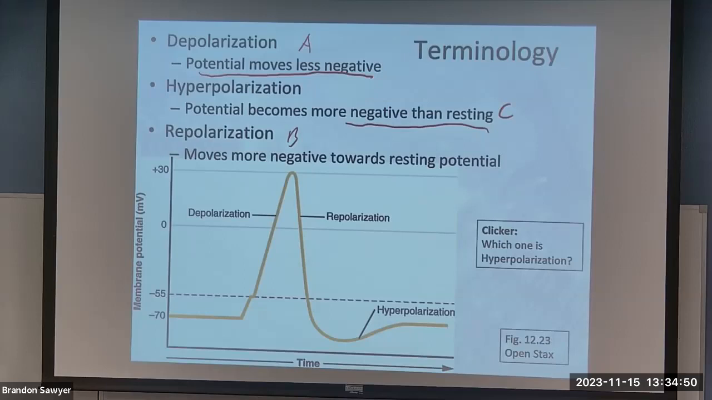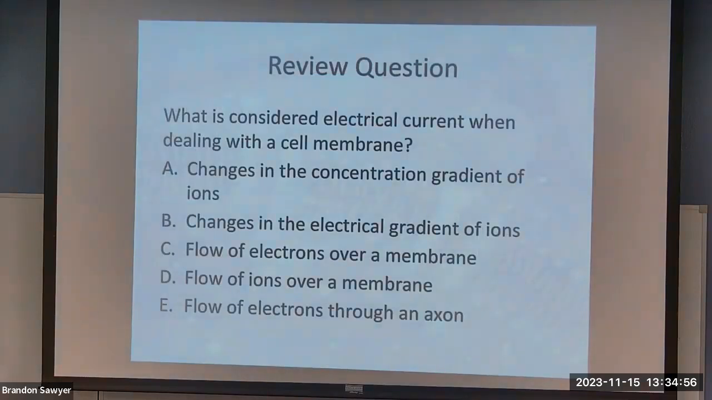Okay, questions about that at all before we keep going? Okay. All right, let's go ahead and just answer this review question here. Let me start the question over. So this is pretty much what we talked about last time. What is it that is considered electrical current when we're talking about a cell membrane? Double check with the people on your team.